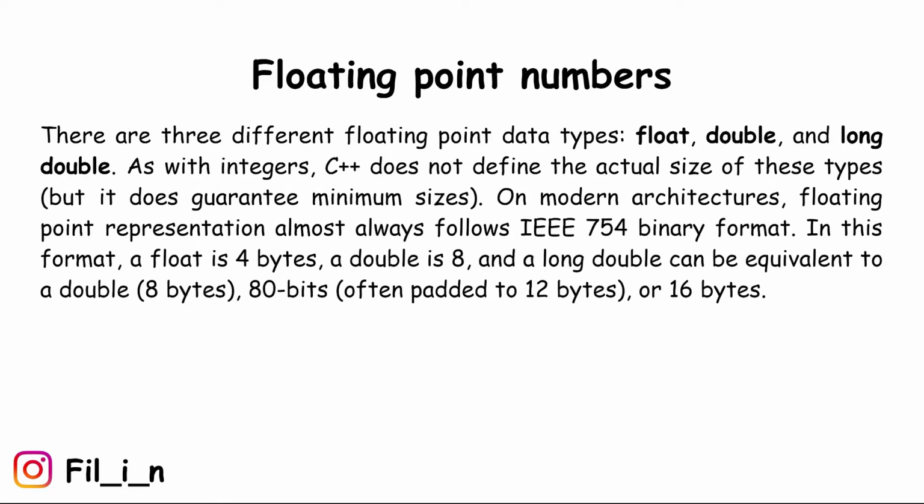There are three different floating point data types: float, double, and long double. As with integers, C++ does not define the actual size of these types, but it does guarantee minimum sizes. On modern architectures, floating point representation almost always follows IEEE 754 binary format. In this format, a float is 4 bytes, a double is 8, and a long double can be equivalent to a double, 8 bytes, 80 bits, often padded to 12 bytes, or 16 bytes.